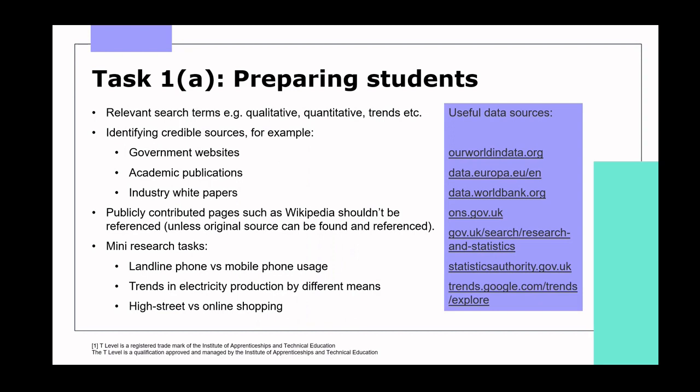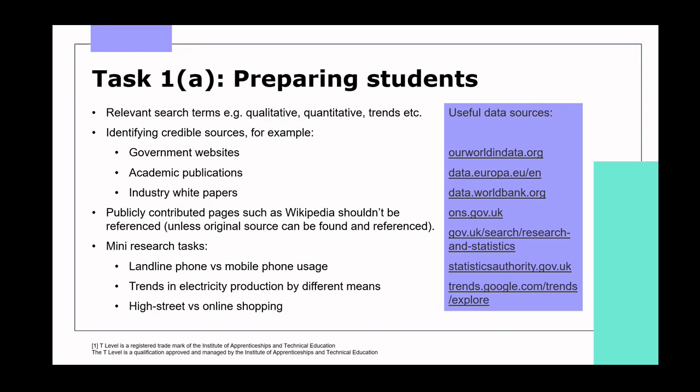Another tip is to remind students of some useful terms to use when researching, and even have a search term display in the classroom. You could even add to this display tips for recognizing credible sources of information, such as Wikipedia being inappropriate since it's publicly contributed to. However, just on that point, they could still find the original source of information from the Wikipedia page and use that. So all these little tips and tricks that students can use.